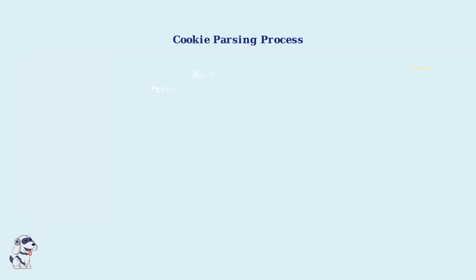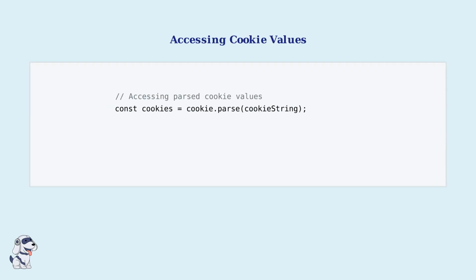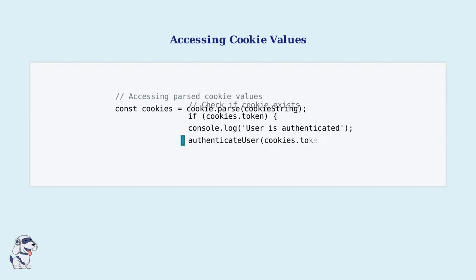The cookie parser transforms a raw cookie string into a structured JavaScript object. This makes it easy to access individual cookie values by their names, rather than manually parsing the string. Once cookies are parsed, you can easily access individual values, check if cookies exist, and provide default values. This makes cookie handling much more reliable and maintainable in your applications.